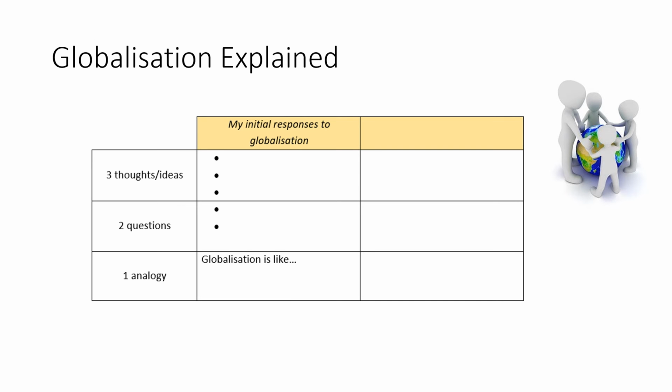Think about what globalization means to you. Copy this table in your notebooks. For now, you will be filling in just the second column. You will need to write 3 thoughts or ideas you have now about globalization, 2 questions you might have connected to it, and finally, you will write 1 analogy about globalization. You can use a metaphor here, for example.